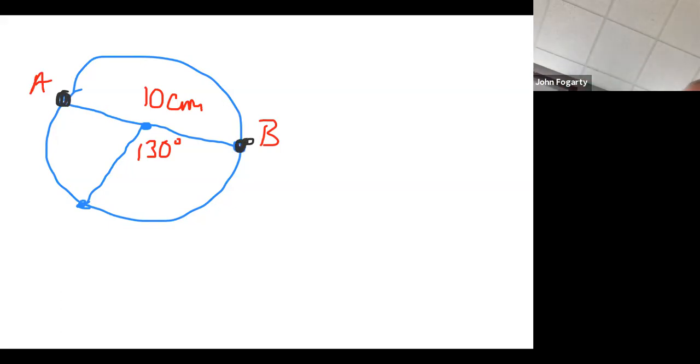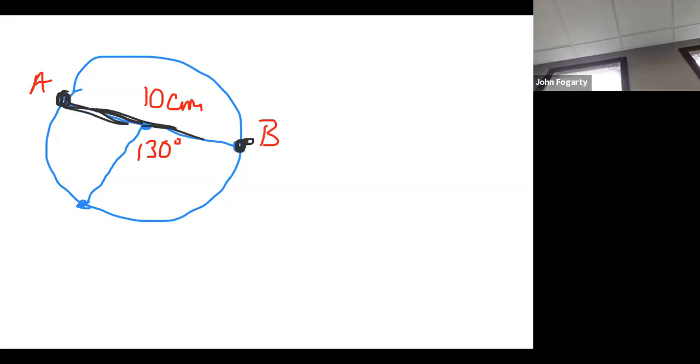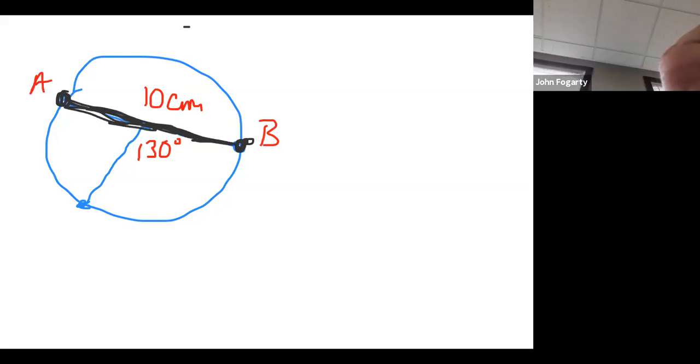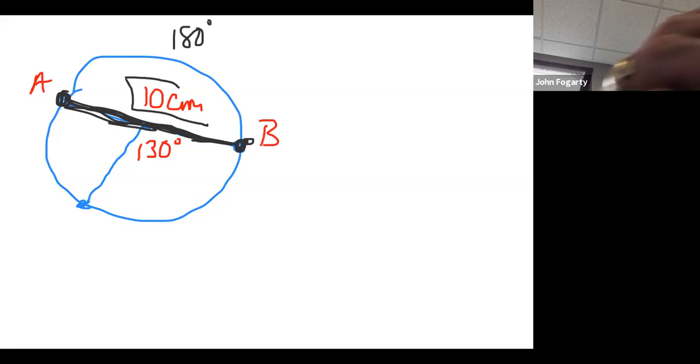Now, I know what the measure is. What's the measure of arc AB? 180. How do you know it's 180? Straight line. Because AB is a diameter, so it cuts the circle in half. So I know the measure is 180. But I don't want to know the measure. I want to know the length. I know the diameter is 10 centimeters.